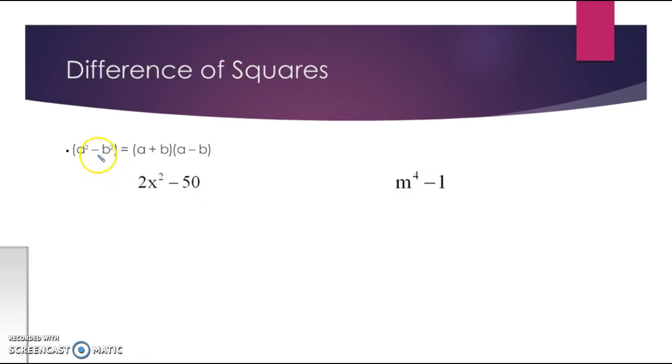Difference of squares. You have to first have subtraction, and you have to have perfect squares. And then it's just a pattern of a plus b, a minus b. Okay, always look for a GCF first.